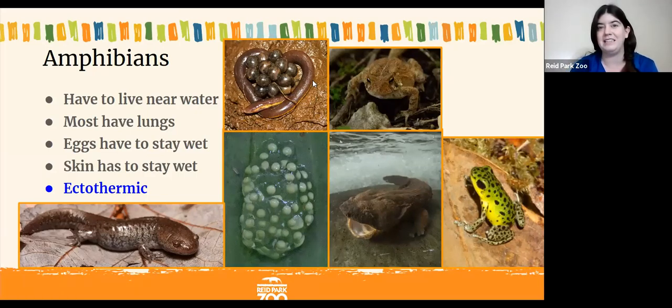It's like an amphibian snake, but as you can see, she's protecting her eggs in the mud, and she'll actually take care of them as they grow up. So their eggs have to stay wet, and their skin has to stay wet.